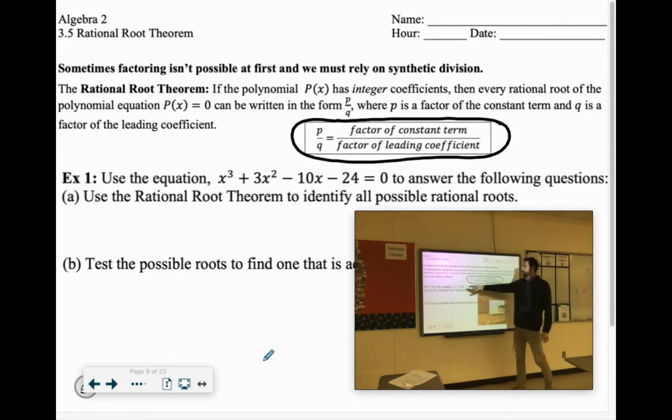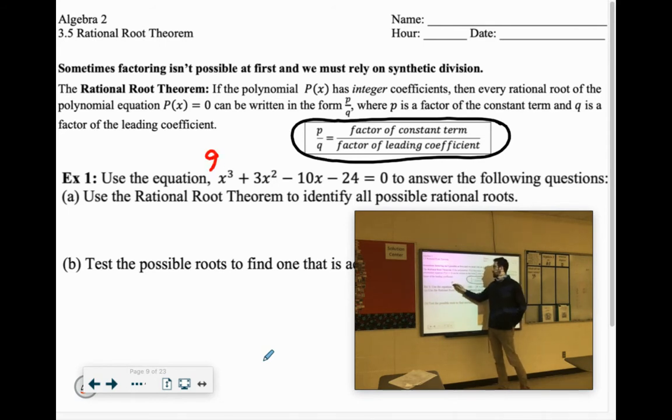Use the equation x cubed plus 3x squared minus 10x minus 24 equals 0 to answer the following questions. So here's what we got. Whatever's in your leading coefficient is going to be q, which in this case is 1. Whatever your last number, the constant, is, which is negative 24, is going to be your p. You're always going to put all the possible factors of the constant over all the possible factors of your leading coefficient. The only factors of 1 are 1 and negative 1, so we really don't even need the denominator there.